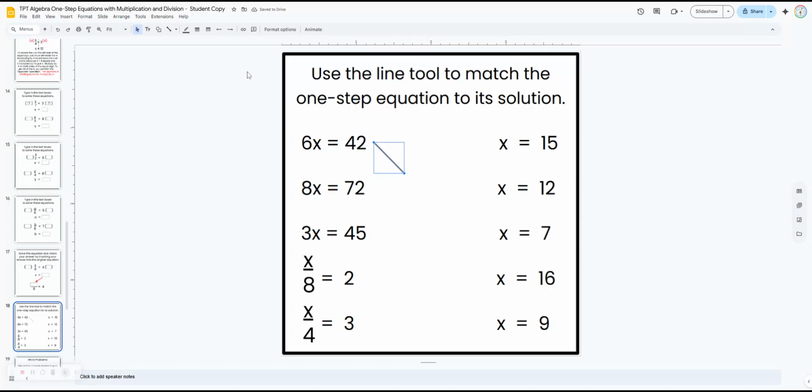They can play around with this. They can change the color of the line. They could change the thickness of the line. So they can do this any way they like. And then here we have our solution, x equals 7. So they just click and hold on these little blue circles on the end, and they can stretch them to move them into place.